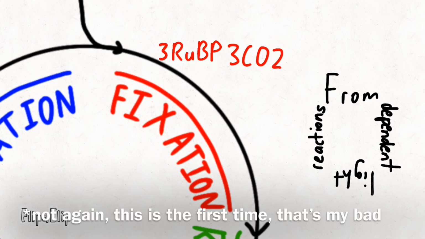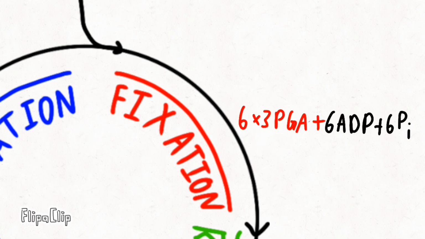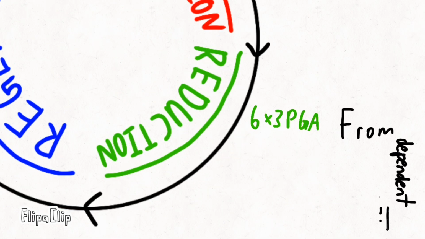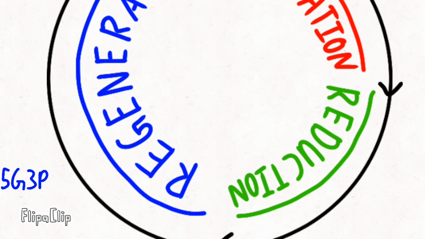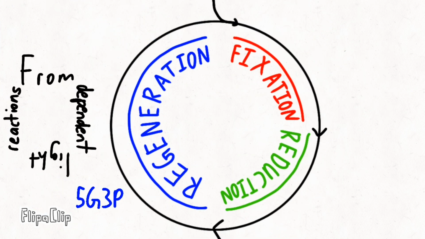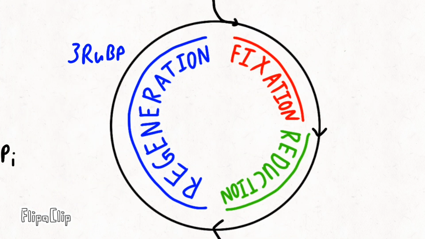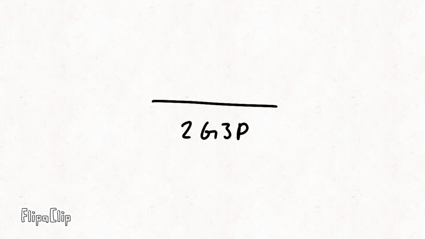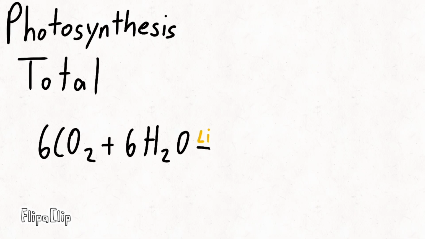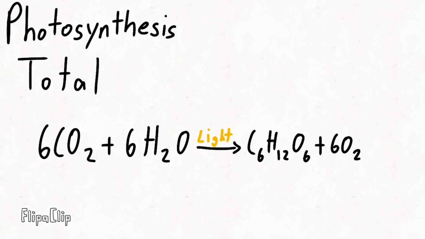While the animation plays again, we should note that the ADP, phosphate, and the NADP plus is sent back to the light-dependent reactions. Knowing that this happens twice is very important when it comes to the Calvin cycle and the production of glucose in the stroma. Now we see 2 G3P, which is basically just glucose. Now we see the total products of photosynthesis as a whole.